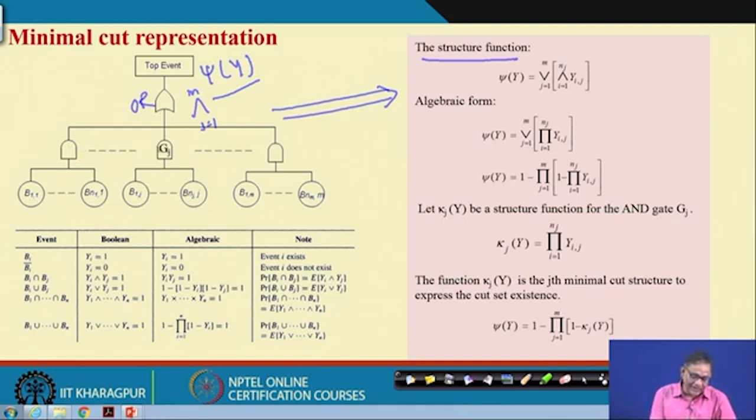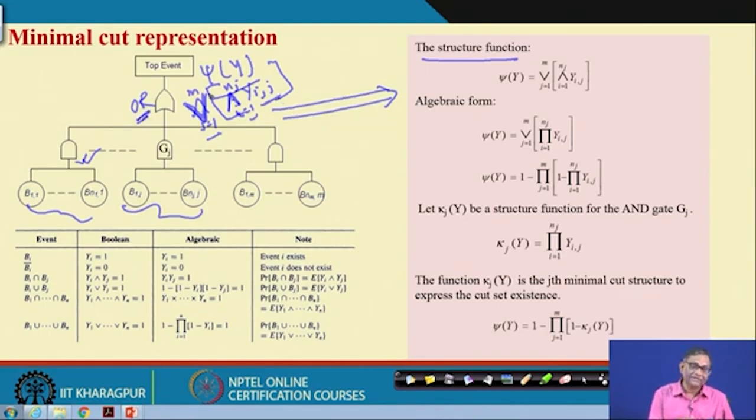Now, again, each of the AND gates has n j number of inputs. Because of the AND gates, and there are so many AND gates, we will put a bracket and then write the intersection, i equal to 1 to n j, and the indicator variable is y i j. Let me repeat: because of the OR gate, you have to use the union symbol, j equal to 1 to m. Because of the AND gate, you are using the intersection symbol. The AND gate inputs are B1 j to B n j j. So, that is why i equal to 1 to n j, y i j.